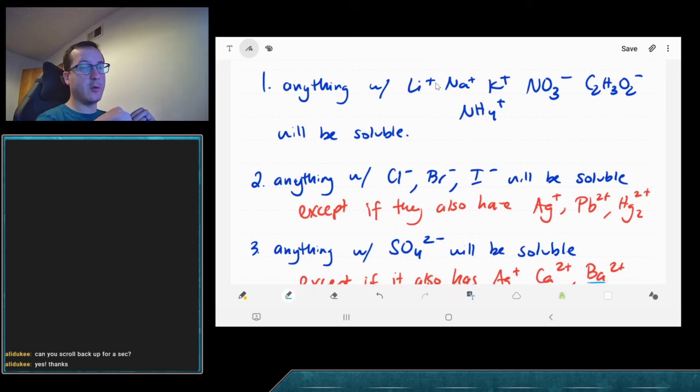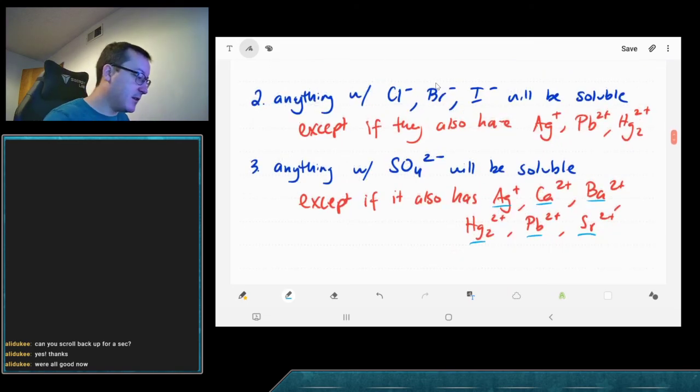Okay, and so with these 3 rules, these are all telling us what will be soluble. So this is going to mean that everything that is not covered here will be insoluble. So anything that does not have an explicit rule will be considered insoluble. All right, cool.